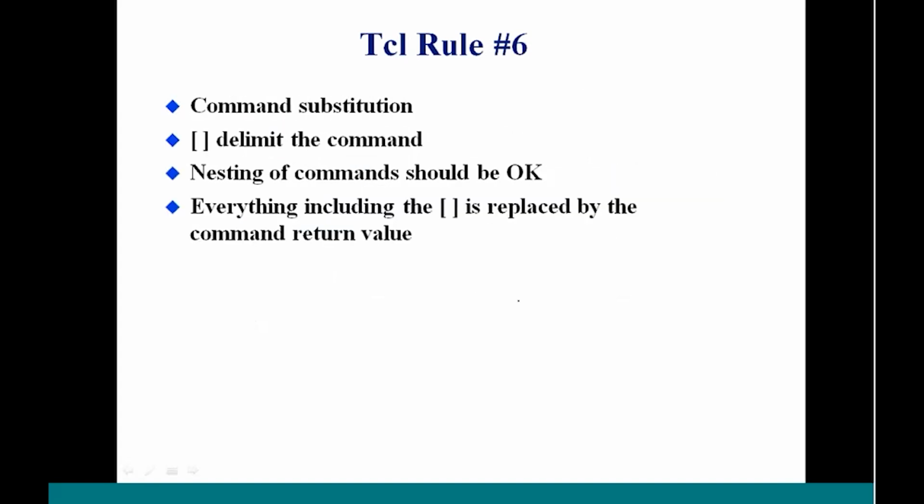And then finally the rule number 6 is the command substitution rule. Here essentially we use the square brackets to delimit the command. One thing to note in command substitution is that nesting of commands is okay, and everything including the square brackets is replaced by the command return value. So this is another key learning from this one. You can use this method to do the command substitution and the command replacement.